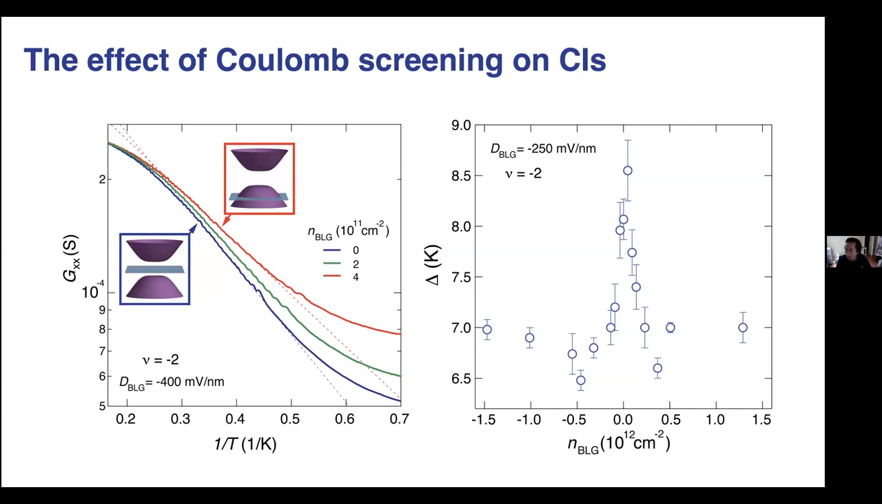Is there no possible effect when you measure the charge neutrality of the bilayer graphene, which is very insulating? Is there no possible heating effect on the MATBG since you're not measuring simultaneously? No, when we're measuring twisted bilayer graphene, we actually don't measure bilayer graphene. I see. Okay. So there's no possible effect of heating from the other layer. Okay. Thank you. No, I don't think so. Yeah. Thanks.